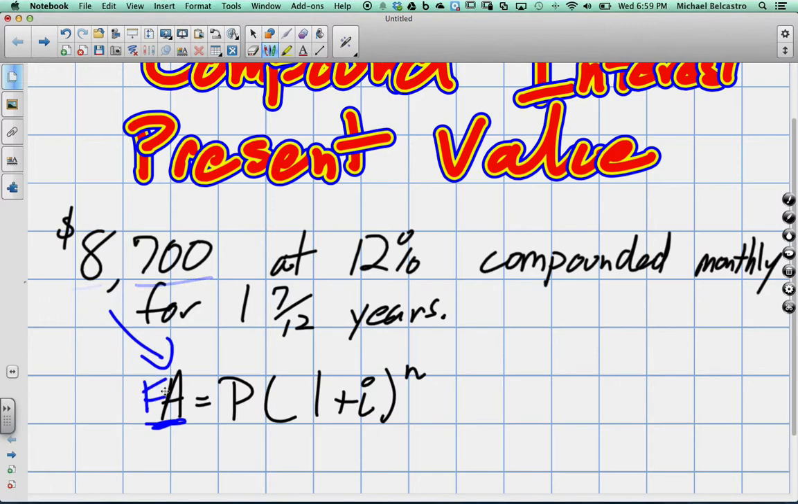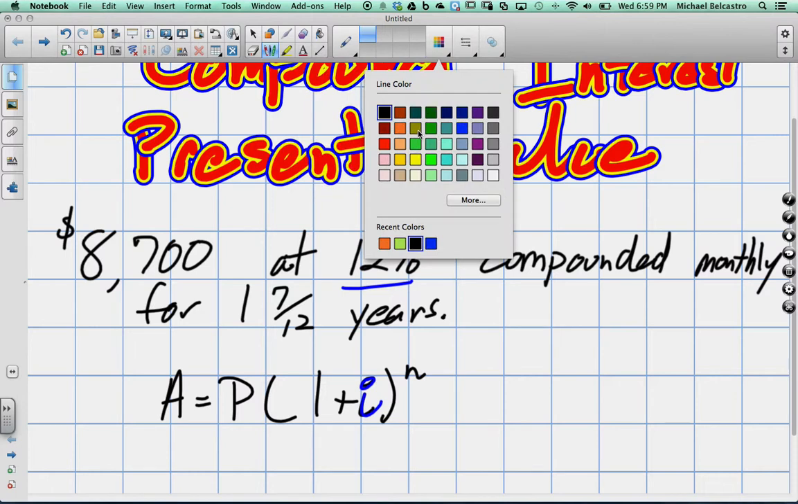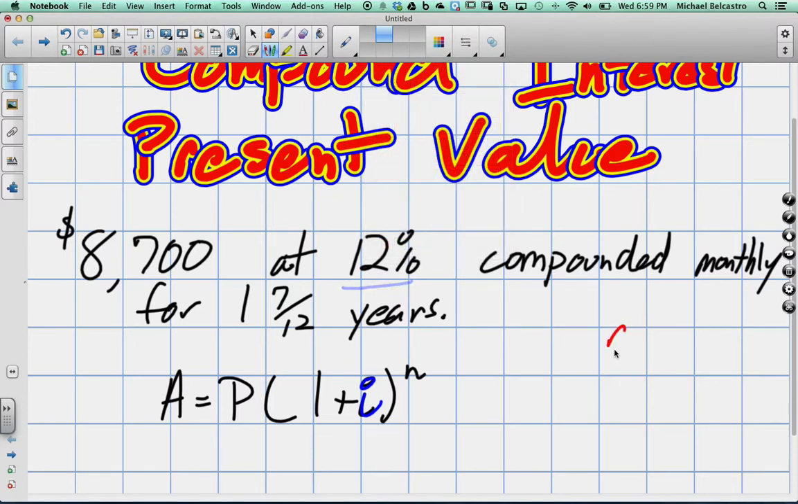Sometimes they replace that with FV and PV. Sometimes they use those as the variables, but we're using A and P, and they stand for the same things. At 12%, so that's going to be our interest rate. Now, I is technically a small formula. I stands for R divided by C, and that's your interest rate divided by your compound period.